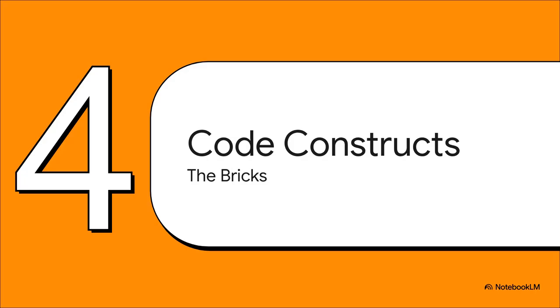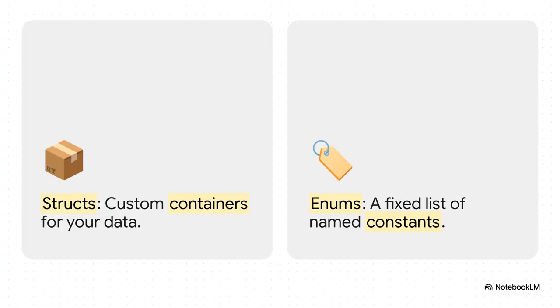Part 4. Code constructs. All right, let's zoom all the way in. We're getting down to the individual bricks and mortar, the essential building blocks of the code itself. So let's start with two basic blocks, structs and enums. A struct is like a custom little box that you create to hold different but related pieces of information. For example, a point that holds both an X and a Y value.